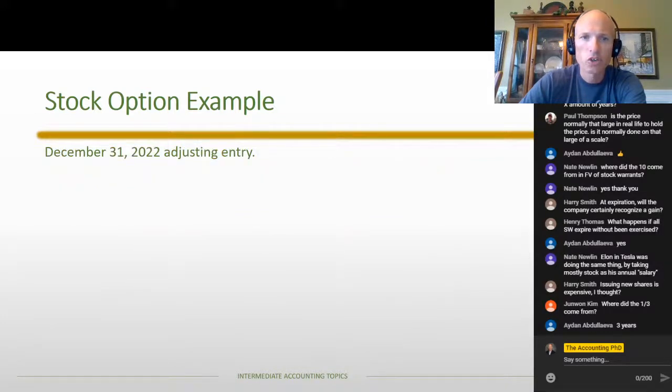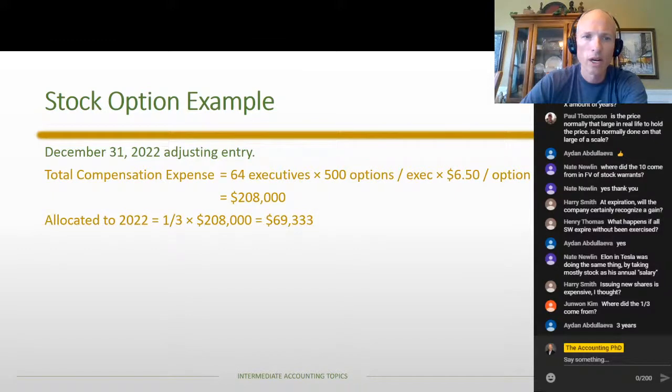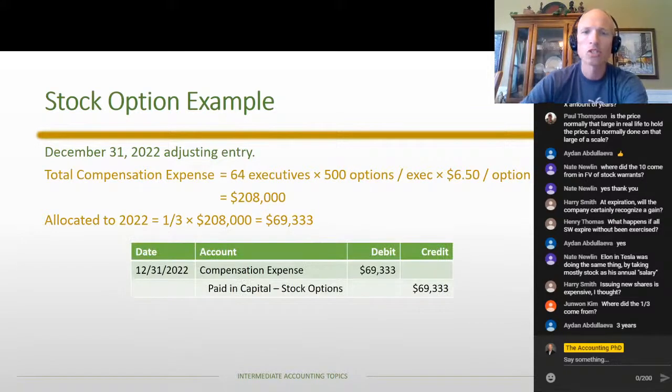So then the adjusting entry at the end of the year. There are 64 executives who are left. Again, 500 options for each. $6.50 is the fair value for each option, for a total of $208,000. What we're going to allocate to 2022, of course, is 1/3 of that, $69,333, which gives us our journal entry of $69,333 as the debit to compensation expense and as a credit to our paid-in capital stock option account. Again, I'm hoping by this year's adjusting entry, the calculations make a lot of sense.